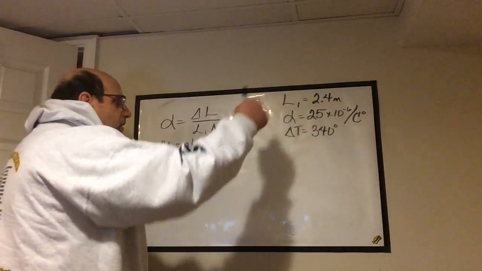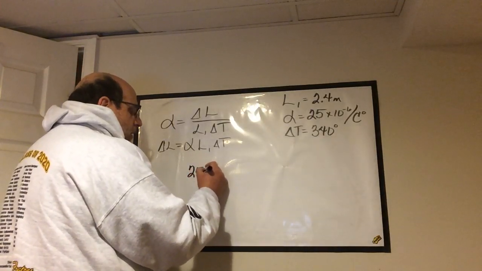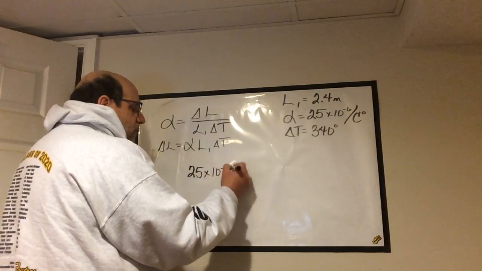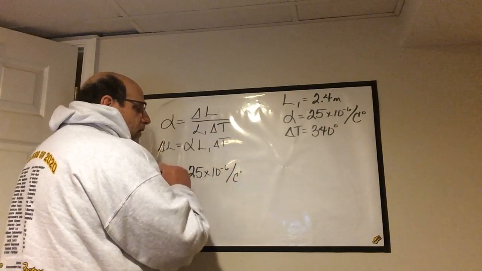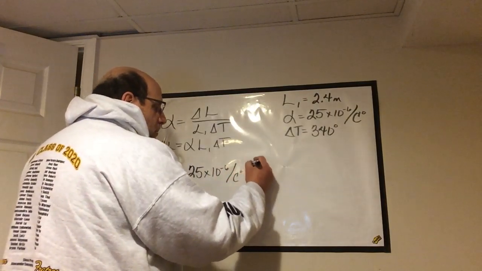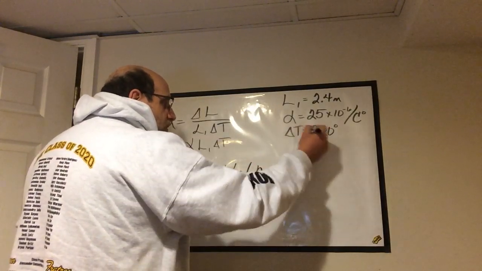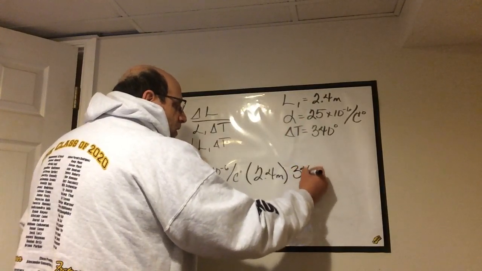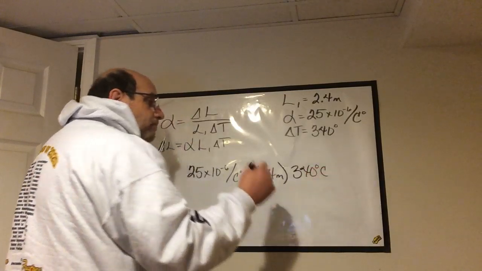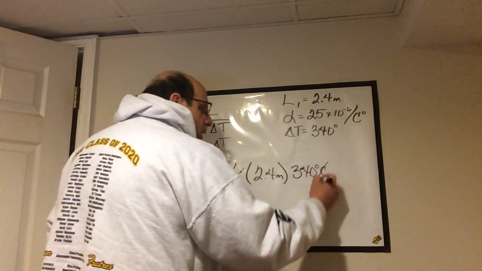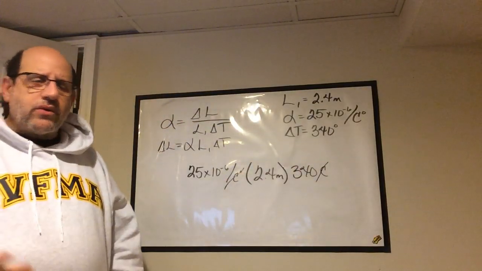So here we go. We're going to take that coefficient, which is 25 times 10 to the negative 6 per degree Celsius. All right, we're going to multiply it by our original length, which is 2.4 meters. And our change in temperature was 340 degrees. Now your change in temperature is a little bit different in the homework, but that's okay. These units are going to cancel out. We're going to be left with just meters. That's how that works.